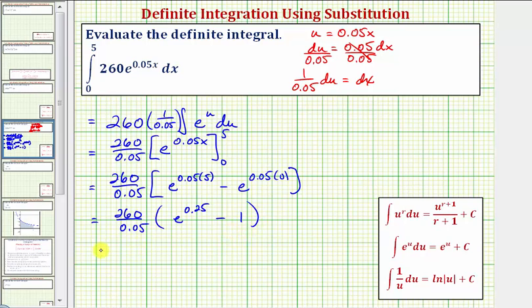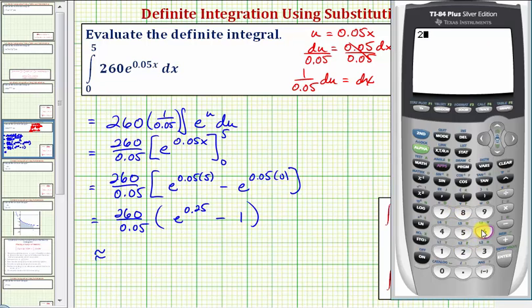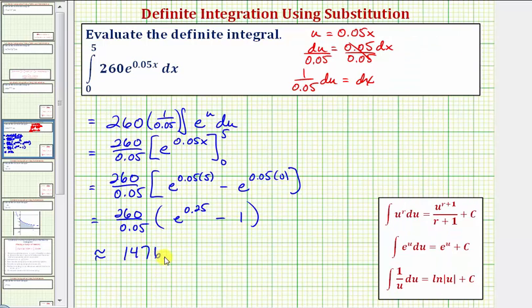Let's also get our decimal approximation. So we have 260 divided by 0.05 times the quantity e. If we press second natural log, it brings up e raised to the power of 0.25, right arrow, and then minus 1. Close parenthesis, enter. To 4 decimal places, this would be approximately 1,476.9322. So here we have the exact value and the decimal approximation for our definite integral.